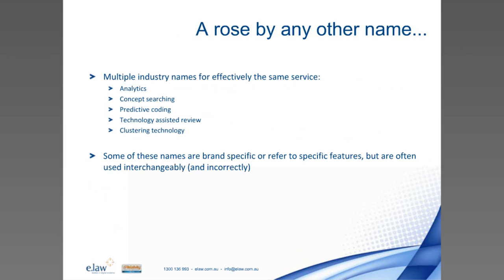We thought we'd add this slide in here because the analytics technology can be referred to by many names depending on the company you talk to or other people who have used it. Analytics is the main term, but it's also referred to as concept searching or predictive coding, technology-assisted review, and clustering technology. Some of these names are specific to a particular brand, or they're just referring to specific features of analytics, and they're often used interchangeably and often incorrectly. We just wanted to note that all of these terms are using the analytics technology which we're going to talk about and demonstrate. I've seen computer-assisted review as well on that list.